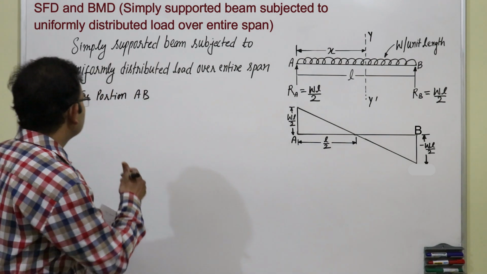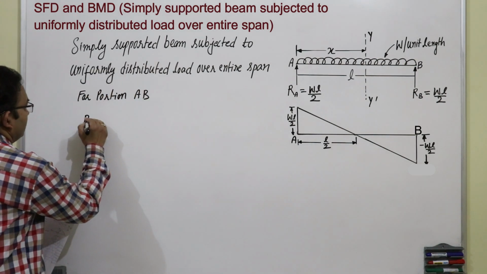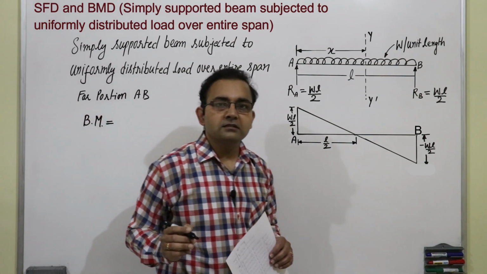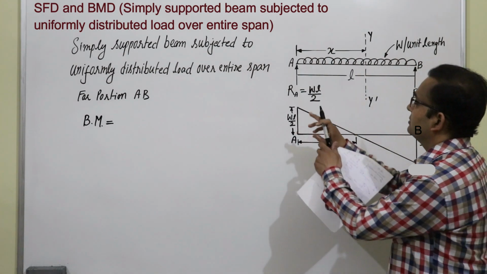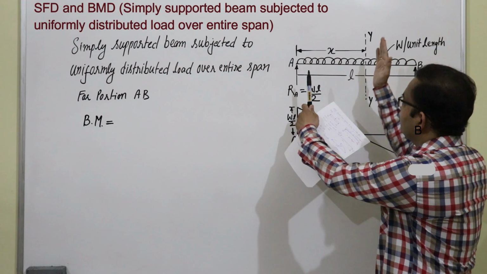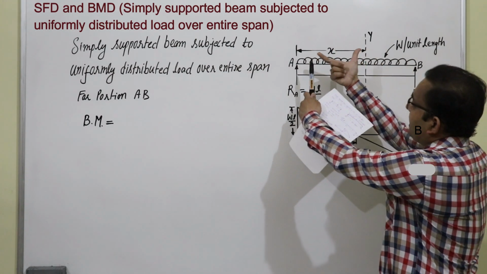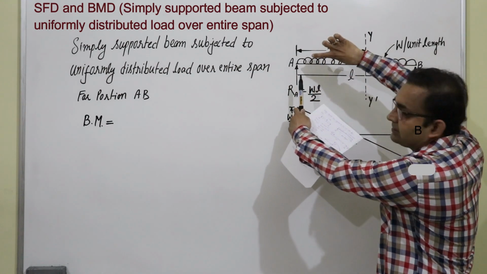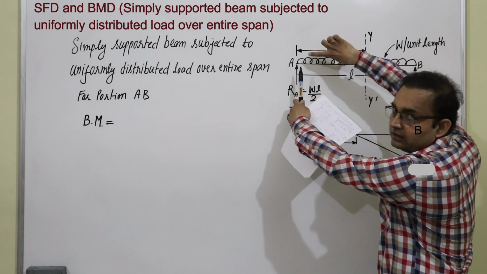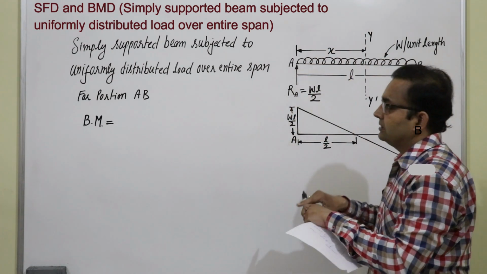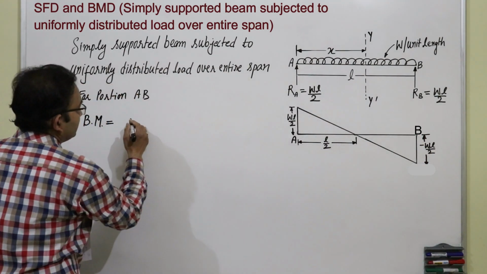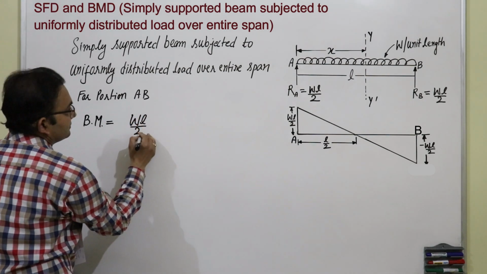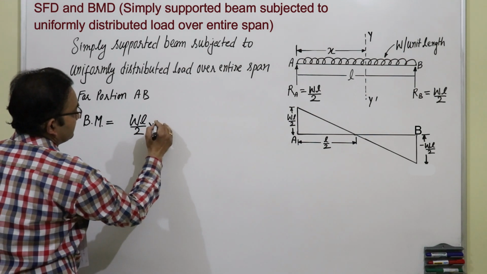Bending moment equation. Bending moment is the force into perpendicular distance. So, R is a force, we will see towards the left of this section, and x is the distance from this section. R is a force and x is a distance. Force into perpendicular distance, force is upward. So, bending moment is force R A, which is W L by 2, into distance, which is x.